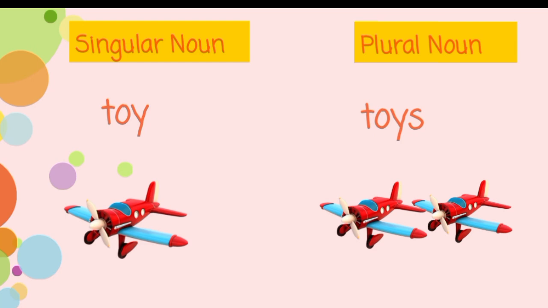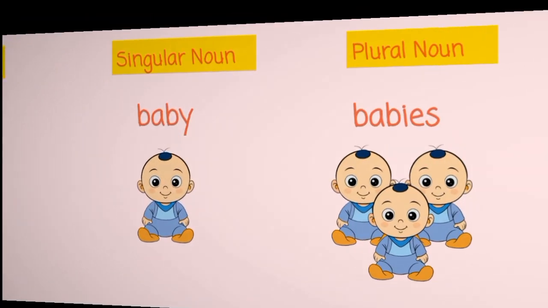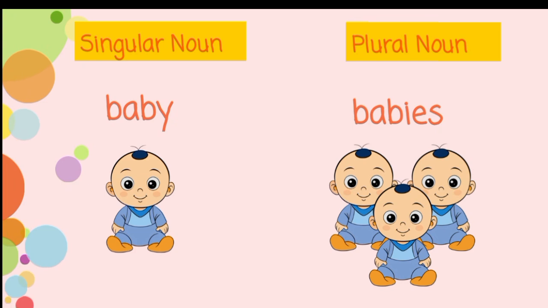Now let's discuss some examples. Here we have toy, and in toy y is present at the end of the word and before y is an o, which is a vowel. So in such a case we will add a simple s and it will become toys. Next we have baby. Again we have y at the end of the word. Before y we have the consonant b. So in such a case we will replace y with i and then add es and it will become babies.